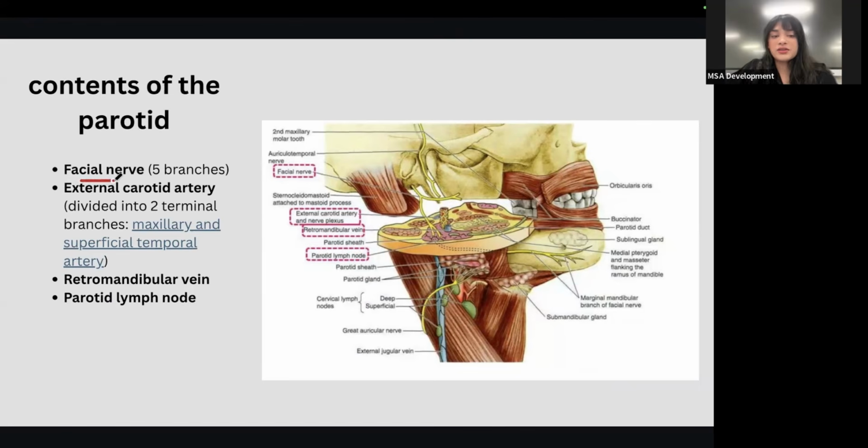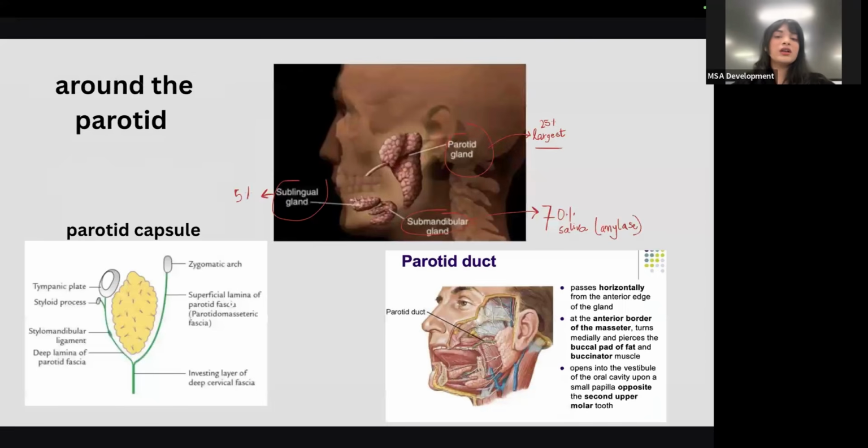Now, contents of the parotid. The facial nerve. We just talked about the five branches inside the parotid gland. The external carotid is divided into two terminal branches inside the parotid. You have the maxillary branch and you have the superficial temporal artery. You have the retromandibular vein, very important, and the parotid lymph node. Moving on to stuff around the parotid.